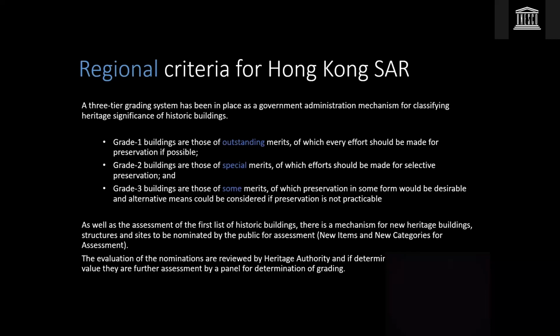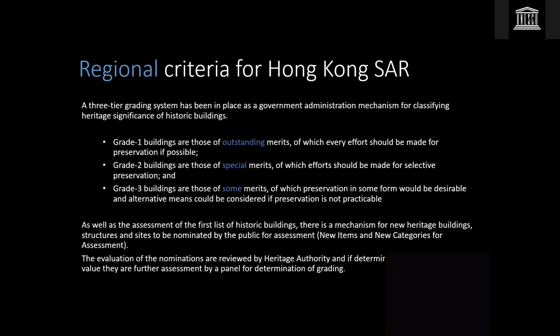When we look at an example for regional criteria for heritage significance, in this case for Hong Kong, we see that Hong Kong places no emphasis on identifying significance for archaeological sites. They only have a system, a three-tier grading system for built heritage. It ranges from buildings which should be preserved to a grade 3, where it only should be preserved if practical.